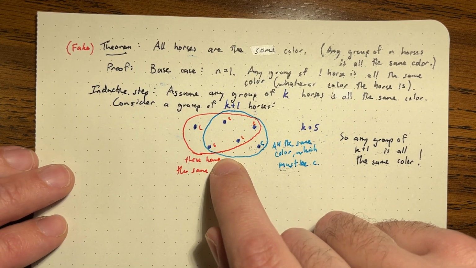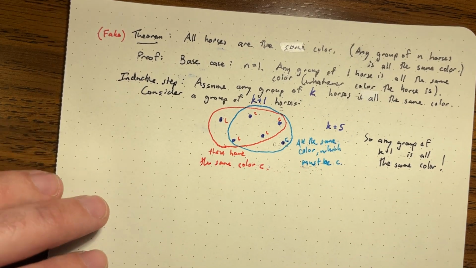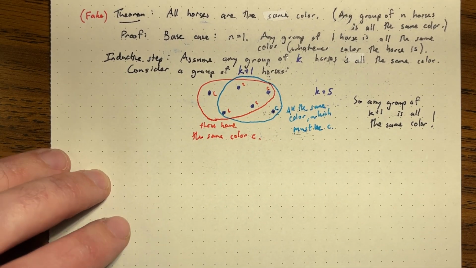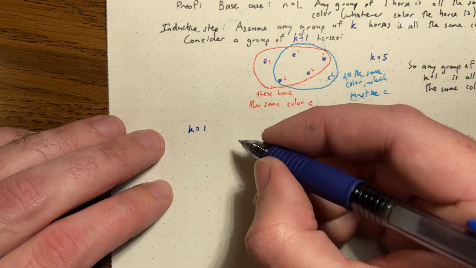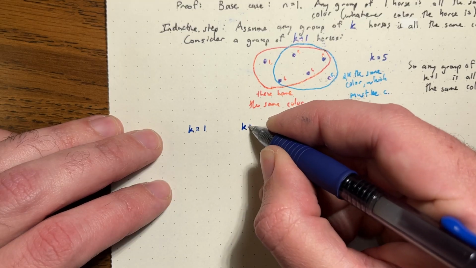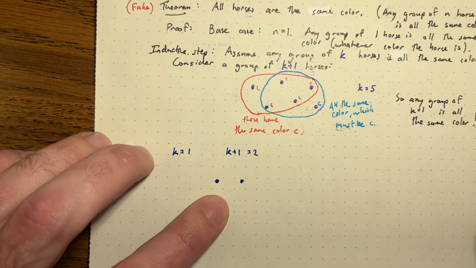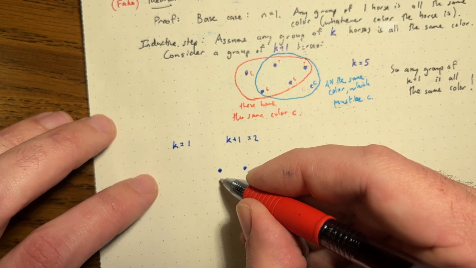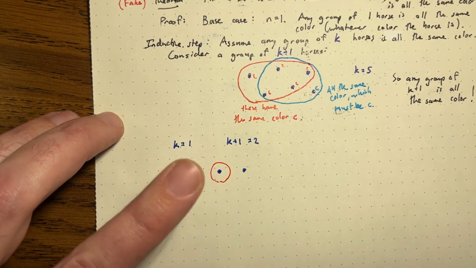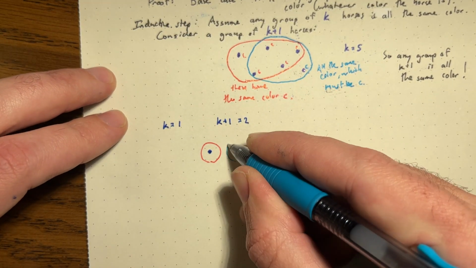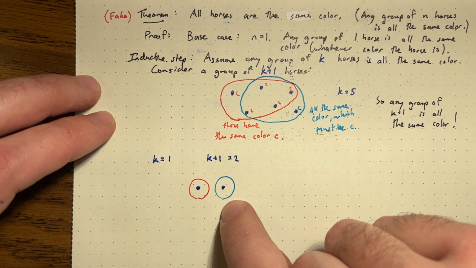This picture, although accurate for large numbers of horses, is actually a bit deceiving in one particular case. And that is the case k equals 1. So for going from k equals 1 to the next number, which is k equals 2, here's what this picture would look like. So I'm assuming that every group of 1 horse has the same color, but there's a group of 1 horse and there's a group of 1 horse. Right? Unlike this picture, these groups do not overlap at all.